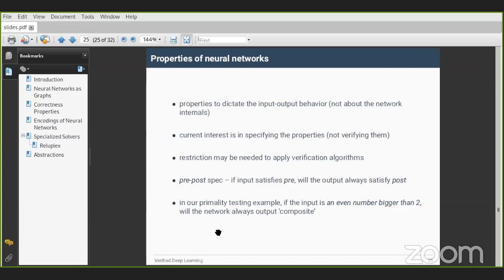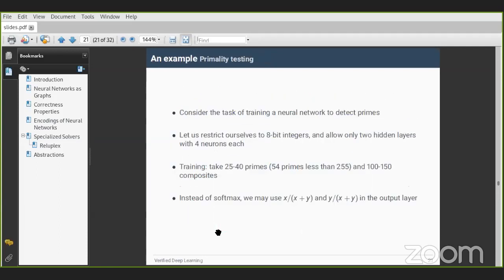Okay, for instance, if we go back to this primality testing example, what would be a correctness property of this? The correctness property would be that the network should be able to tell me exactly whether an 8-bit integer is prime or not, which we are not specifying right now.